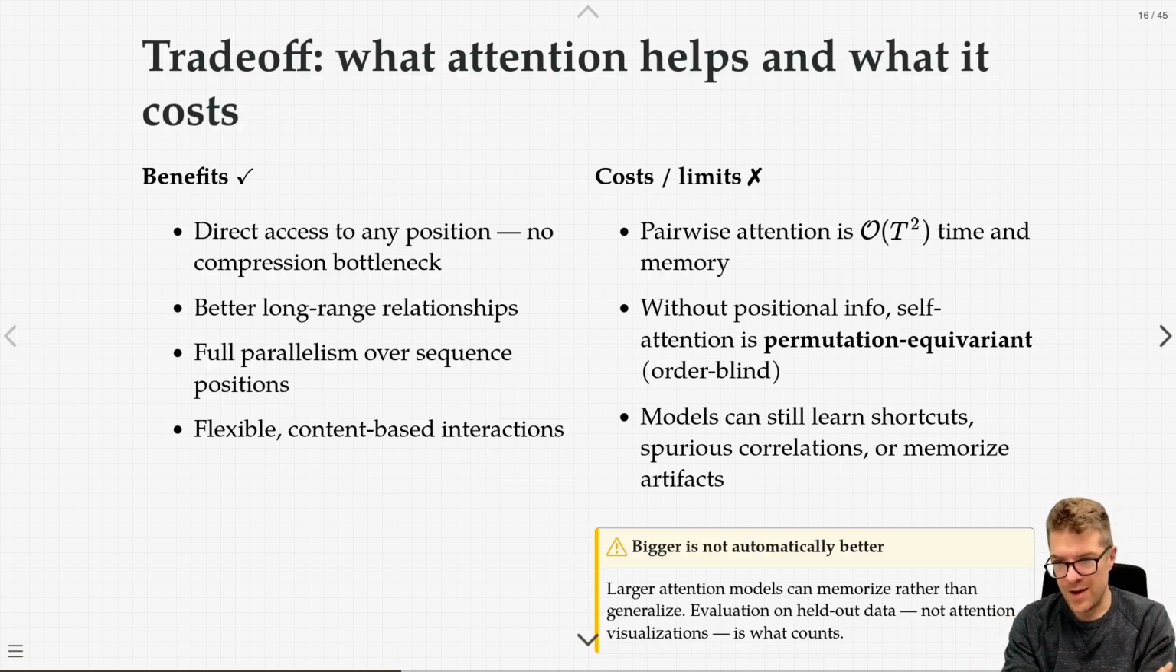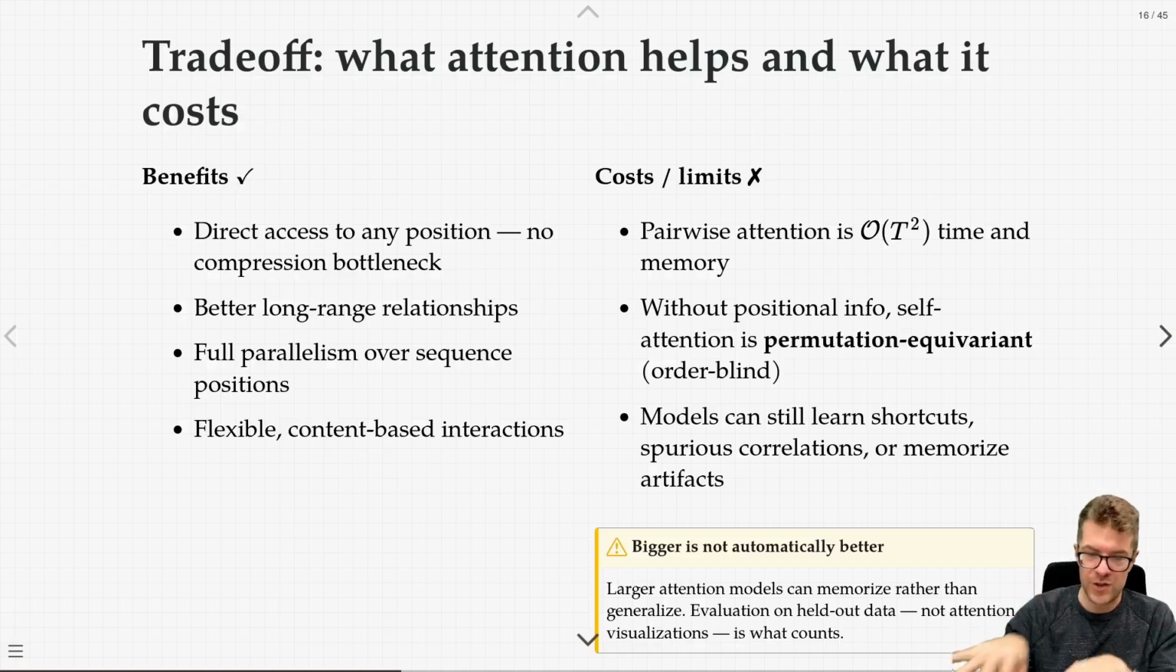So it is permutation equivariant, which is a fancy way of saying that attention is blind to order by default. I'll say that again. When I'm paying attention to words of the input, the attention mechanism is actually blind to the order. So we're going to need to rectify that a bit later. It has a cost associated with it also.